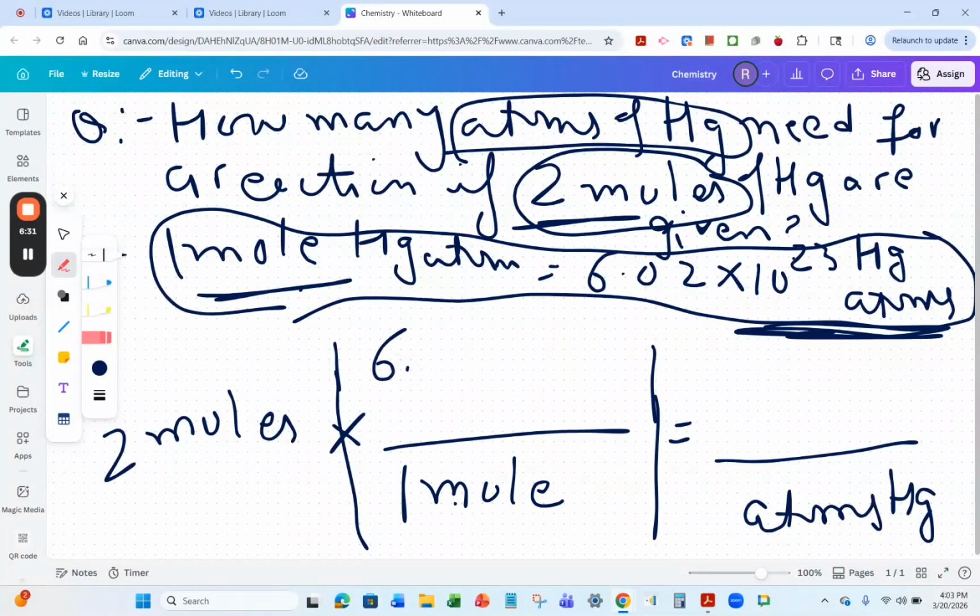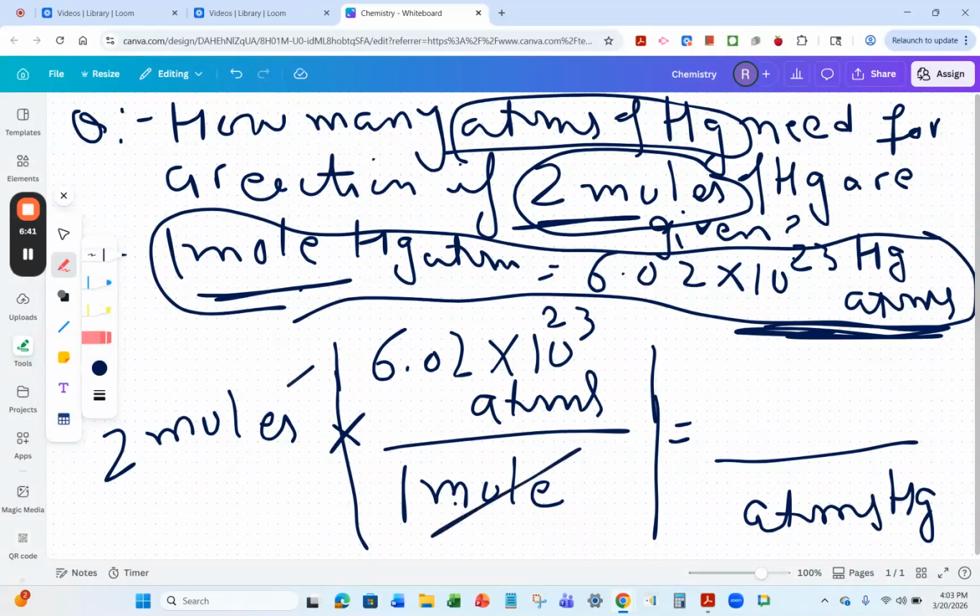You want to find the answer in atoms. Put 6.02 times 10 raised to the power 23 atoms of mercury at the top. Here we go, 1 mole cancels. The rest is your calculation. You can see you have to multiply 2 times 6.02.